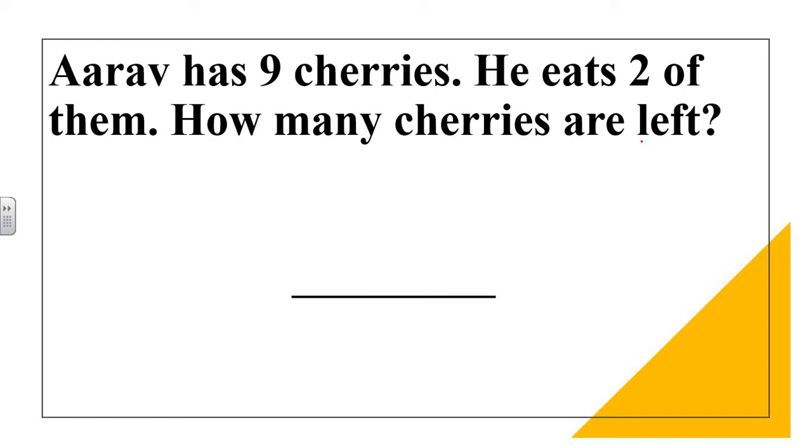As I have told you, the keyword is left. So I'm going to underline this keyword left. Now we have information, that is data: Arav has 9 cherries. So our first information is 9 cherries, and as you know, the keyword is left. So this sum is of subtraction. So minus sign will come. Then he eats 2 of them.